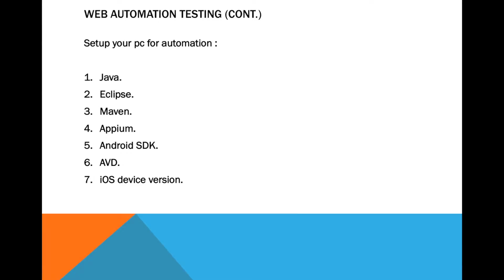So to set up your PC, we have to make sure that we've installed Java JDK, installed Eclipse IDE and added Maven plugin to it, and installed Appium with Android SDK. Then we're gonna create Android virtual device. Then finally, we're gonna install the iOS device version that we want our application to be run on. Now I'm gonna show you how the Android version works. Then we're gonna move to the iOS version. So let's get started with it.